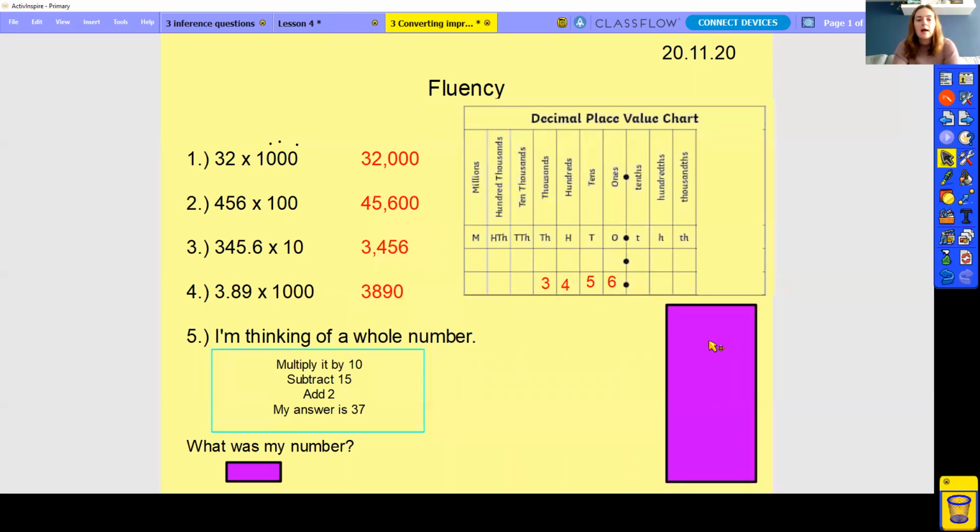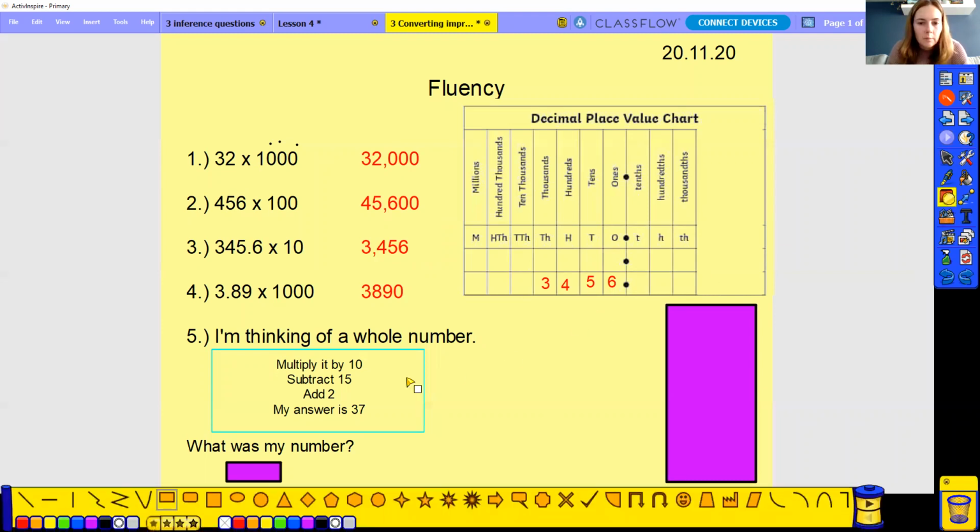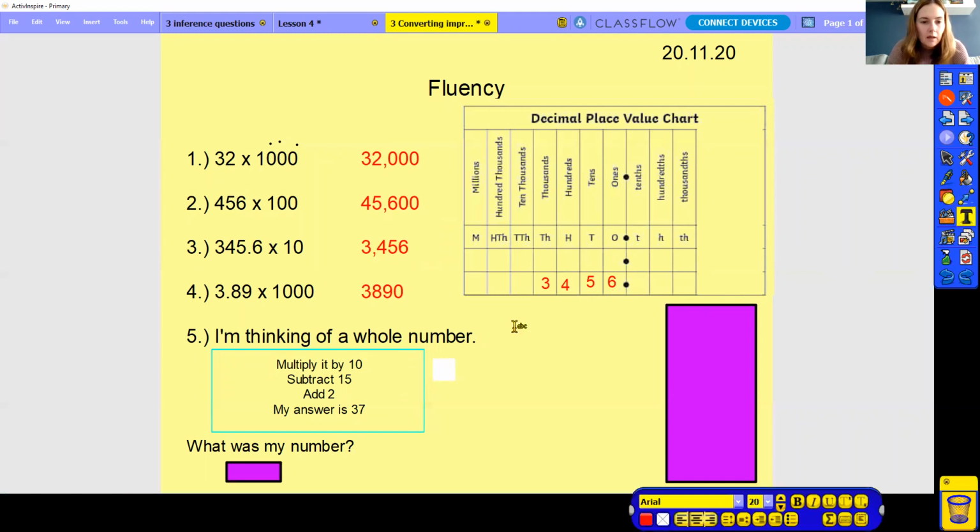Now, if you look at this question here, I'm thinking of a whole number. So this is something that they're thinking. They've multiplied it by 10, they've subtracted 15, they added 2, the answer was 37. So when you're doing this sort of thing, you work backwards. So we start with the answer being 37. Sometimes when we do it on our whiteboards, we do it like this. We go, I'm thinking of a number, we don't know it, so it's a little bit of an empty square. We're multiplying it by 10, we've taken away 15, and then we've added 2. And the answer was 37.